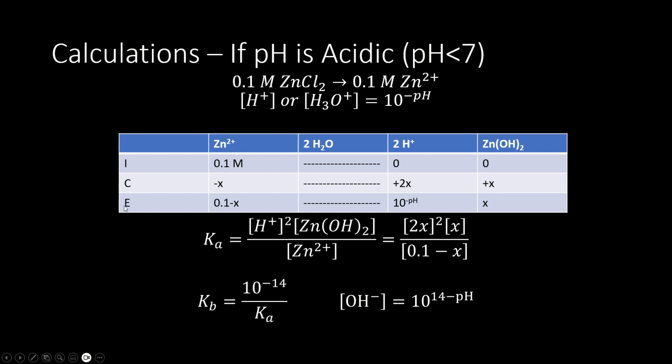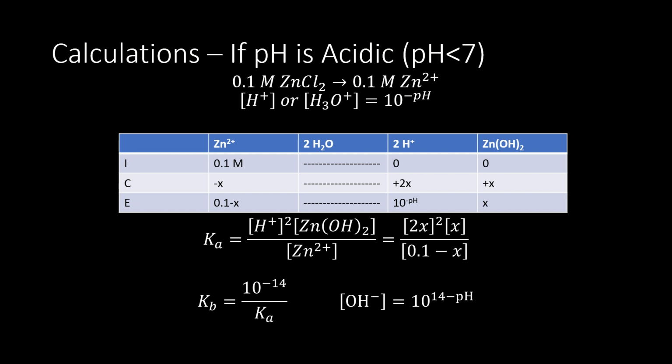And then your equilibrium row is just taking your initial row plus your change row. So at equilibrium, the zinc ion concentration should be 0.1 molar minus X, or whatever the starting concentration was minus X. At equilibrium, the hydrogen ion concentration should be 0 plus 2X, and zinc hydroxide would be 0 plus X, or just X.